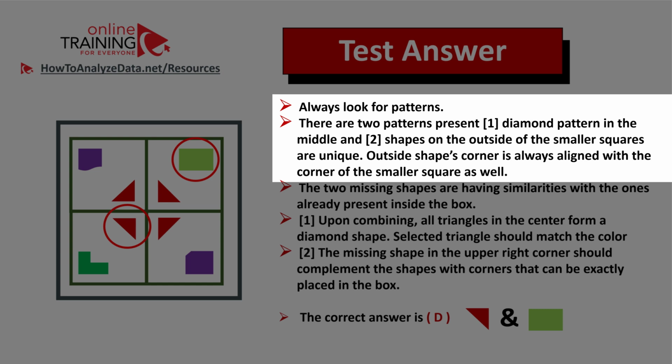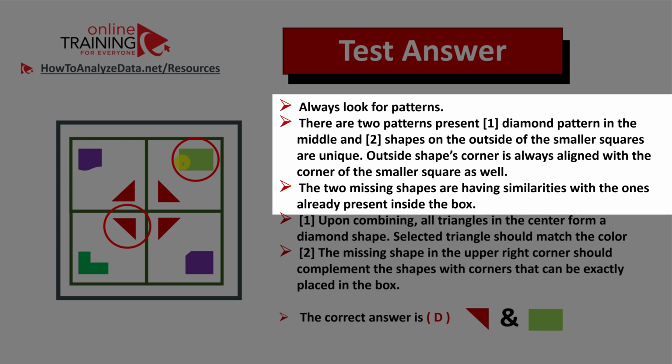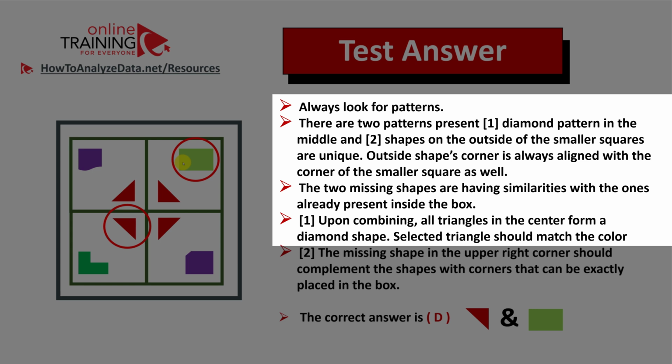Number one is the diamond pattern in the middle. And number two is the pattern of shapes on the outside of the smaller squares, which are unique. Outside shapes' corners are always aligned with the corner of the smaller square as well. The two missing shapes also have similarities with other shapes present in the box. Upon combining, all triangles in the center form a diamond shape.